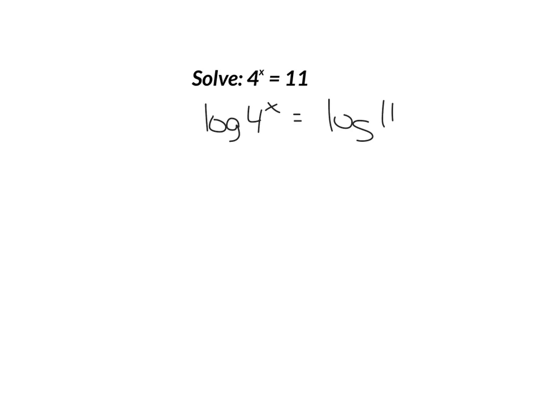But remember the laws of exponents. The exponent always goes in the front. So I'm going to do x log 4 equals log 11. Then I'm just going to divide both sides by log 4.